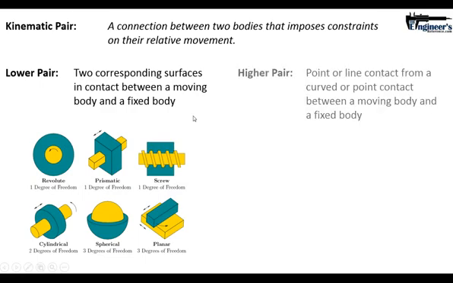Then there's the higher pair. A higher pair is a little more complicated, but I also think it tends to be a little more intuitive for people to understand when we think about joints. It's a point or line contact from a curved or point contact between a moving body and a fixed body. So what does this mean? The key here is curved or point contact. We're talking about something that's being influenced simply because it has curvature coming in contact with another body to help control how it moves.